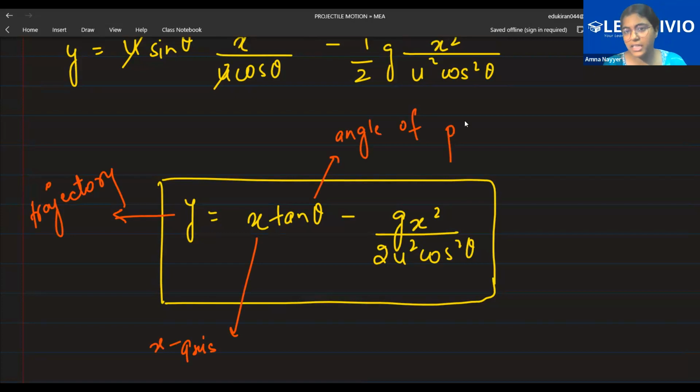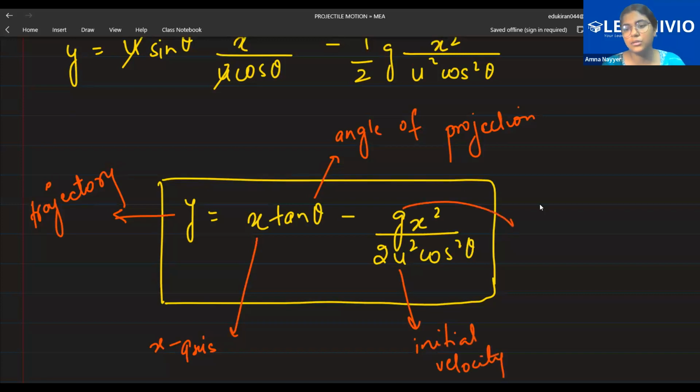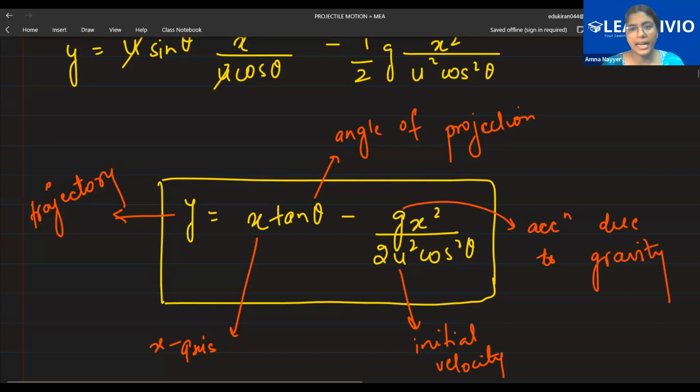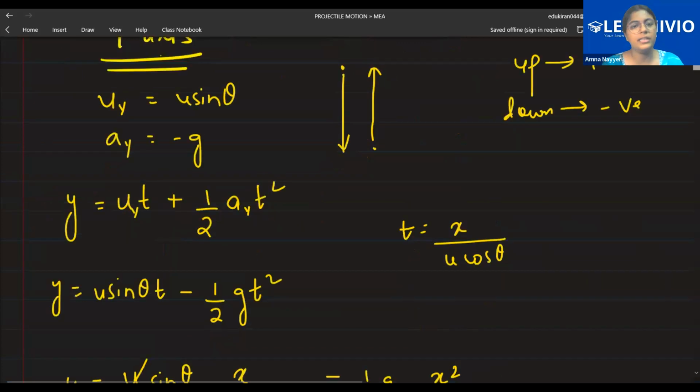I am mentioning here now. I won't be mentioning all the symbols in the next part. So in the exam, whenever you have this derivation, be careful to mention u is the initial velocity and g is the acceleration due to gravity. Fine. Write down this derivation, then we'll see other things. Write it.